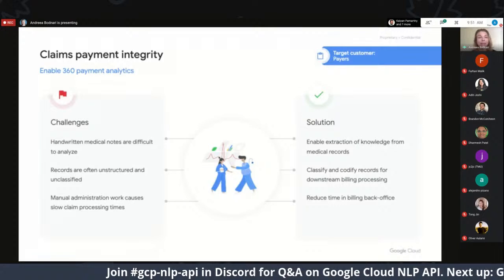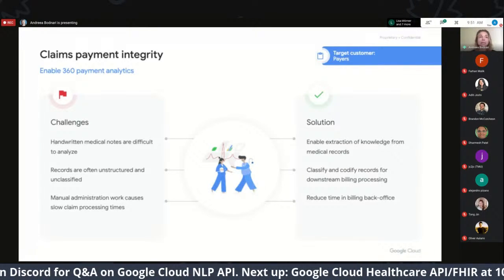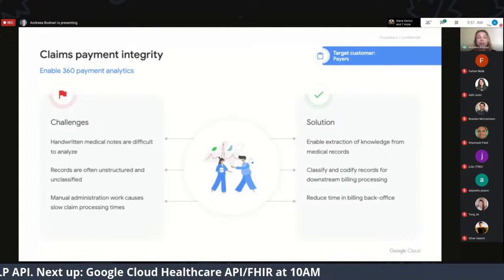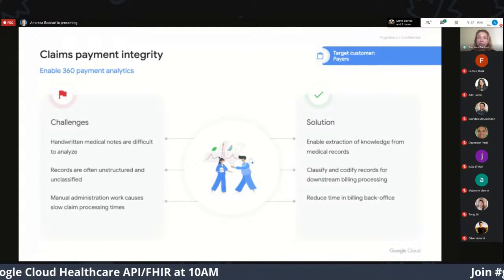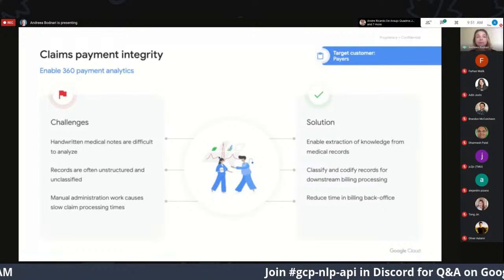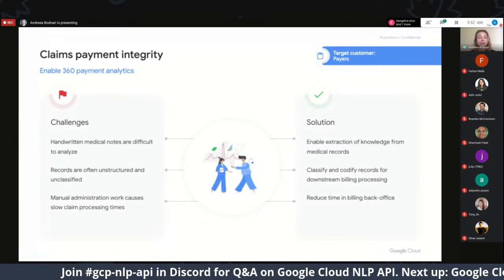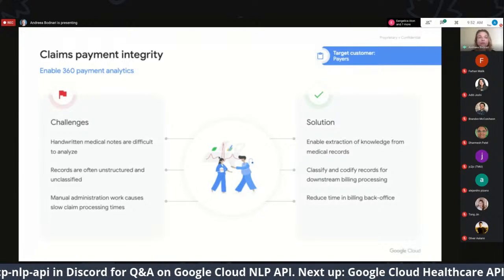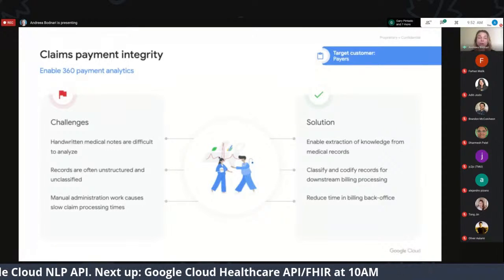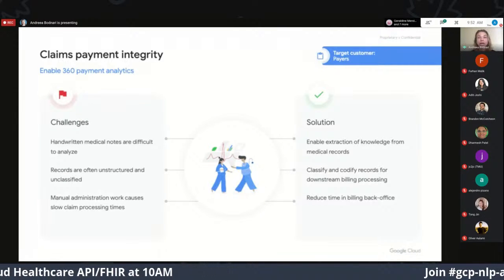The challenges are that handwritten medical notes are difficult to analyze, and it's not just the medical notes that have to be analyzed. Sometimes even claims have to be analyzed and audited. The records are often unstructured and unclassified, so the professional that's responsible for reviewing this information has to also figure out what is the lineage of that data. And because of all this administrative work, we are looking at slow processing times for claims, slow processing times for the payer lifecycle overall.